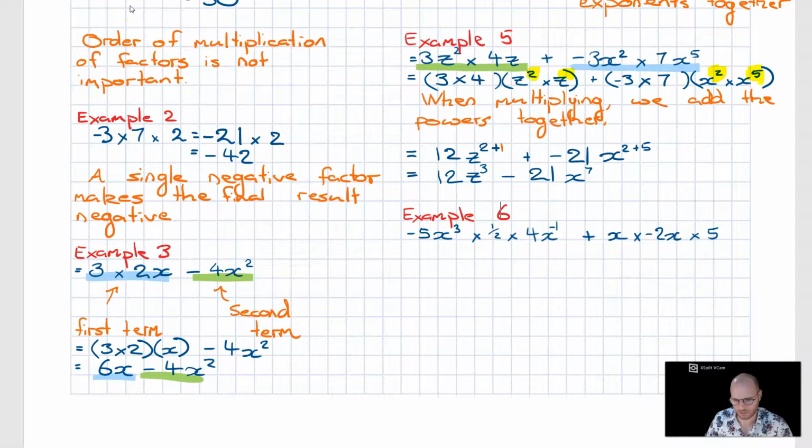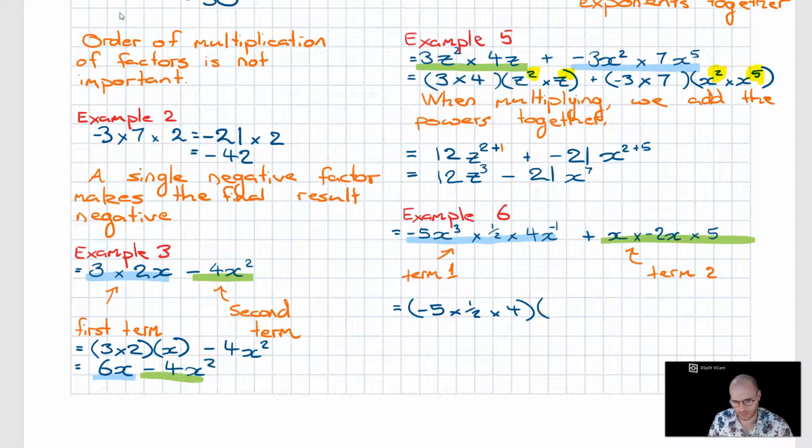We have minus 5x to the power of 3 multiplied by a half multiplied by 4x to the power of negative 1 plus x times negative 2x times 5. So once again we're going to simplify the terms by multiplying the factors. So we're going to multiply all the coefficients together. So we're going to get minus 5 times a half times a 4. Then we're going to get x to the 3, or x cubed, multiplied by x to the negative 1. Second one is we have 1 times minus 2 times 5. And then we have x times x, like so.